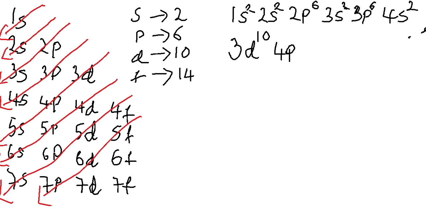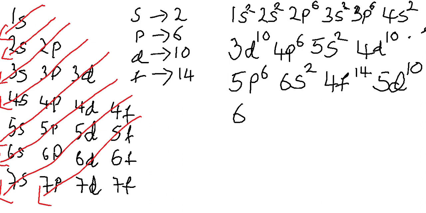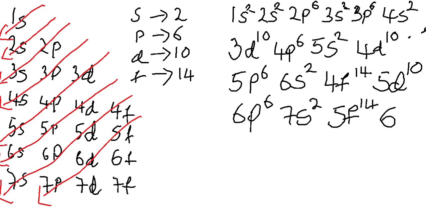Then 4p, 4p6, 5s2. Then after 5s2, we go into 4d10, followed by 5p6, followed by 6s2, followed by, now we go into the f, 4f14, followed by 5d10, then 6p6, then 7s2, followed by 5f14, then 6d10, and lastly 7p6.